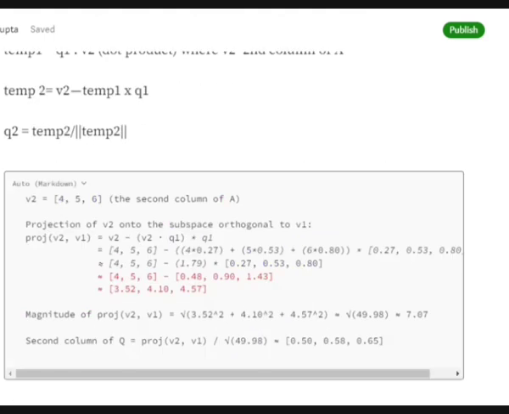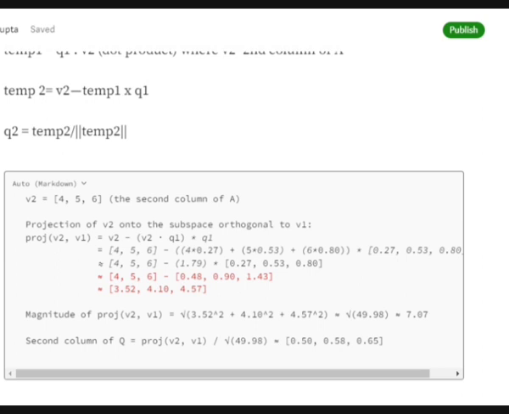Now for the second column, 4, 5, 6, we will first be subtracting the projection of V2 onto V1 from V2. So here you can see V2 minus V2 dot Q1, the dot product we are calculating, into Q1. Q1 is the first column that we have calculated for Q, which is already orthonormal now. So the first one is a dot product, the second one is a multiplication. Do remember that. V2 is 4, 5, 6, minus the dot product between V2 and Q1.